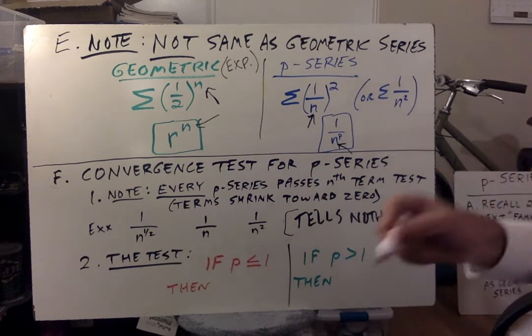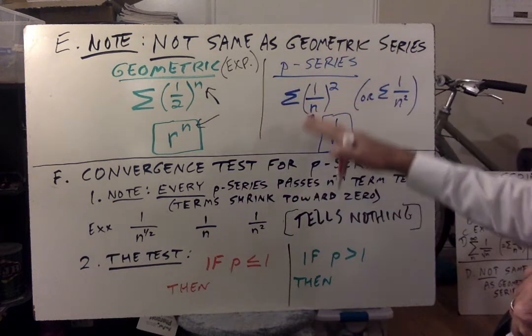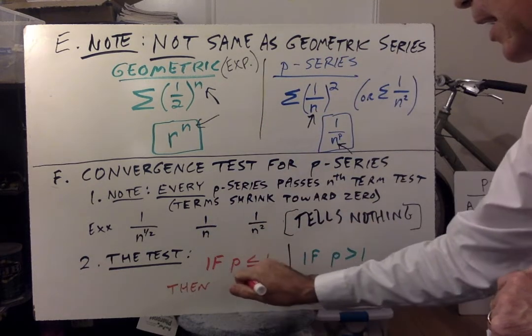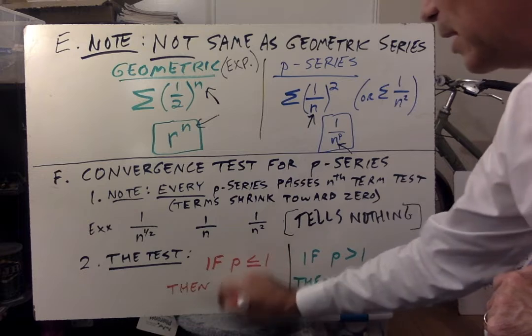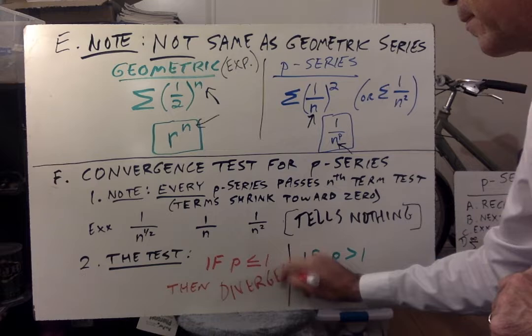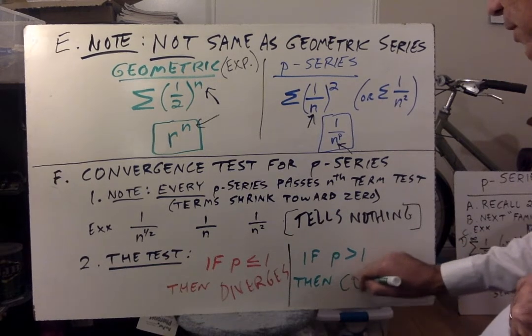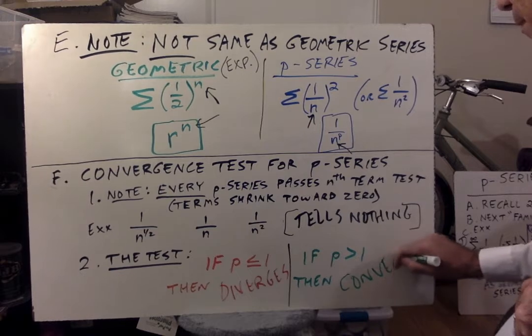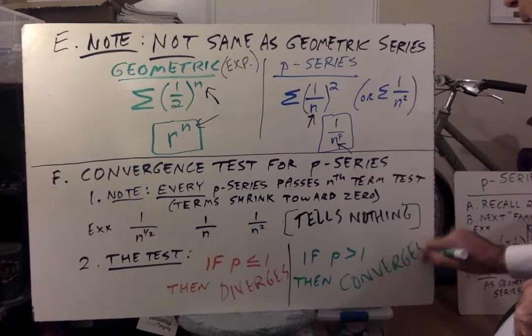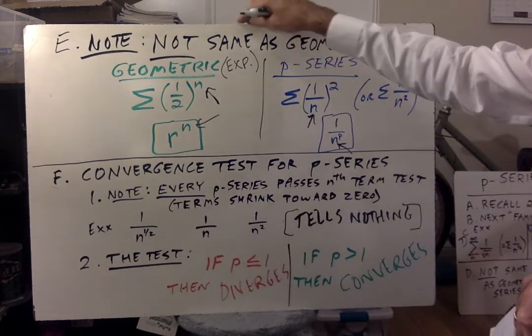And the colors kind of give it away, but if you want to pause and write what goes in each blank, and you may be recognizing where you've seen this before: if p is less than or equal to 1, then the series diverges. If p is greater than 1, then the series converges. So right away that tells you the harmonic series diverges. That's where p was equal to 1, that important historical series.